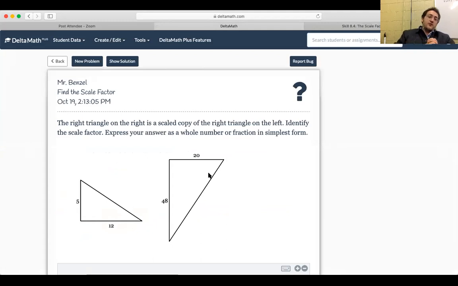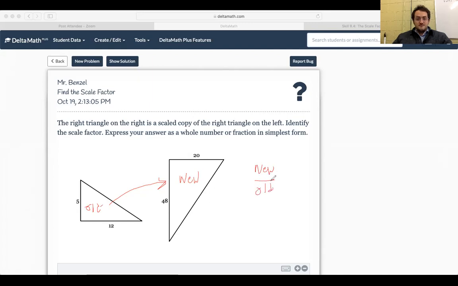All right. The first type of problem is just find the scale factor. So what this is saying is the right triangle on the right is a scaled copy of the right triangle on the left. So we are going from this triangle to that triangle. So new, and this one is the old. So we're going to do new over old. And it says identify the scale factor. Express your answer as a whole number or a fraction of simplest form.